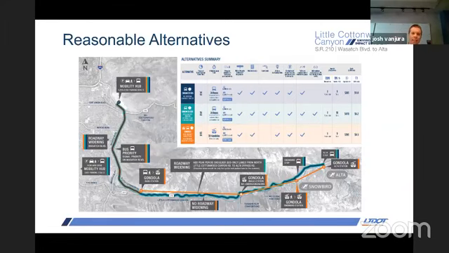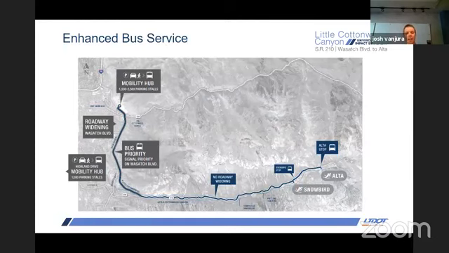So let's start with the enhanced bus. In this alternative, you'll notice that there's no roadway widening from North Little Cottonwood Road up through the town of Alta. One of those common subcomponents that we talked about would be a mobility hub, both at the gravel pit and at the existing UTA park and ride at 94 South and Highland. And another common component would be roadway widening on Wasatch, including bus priority.